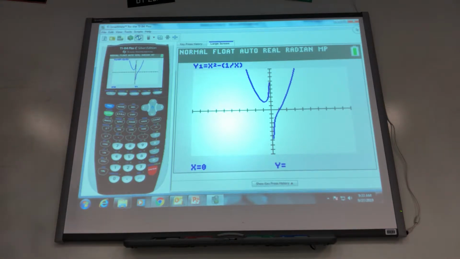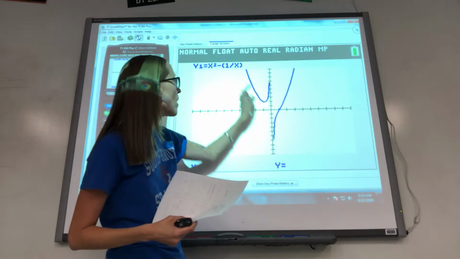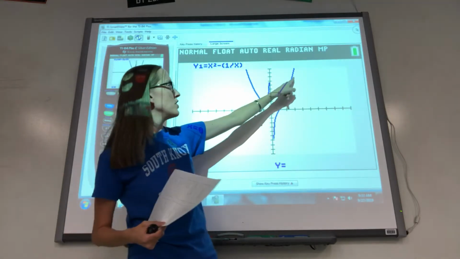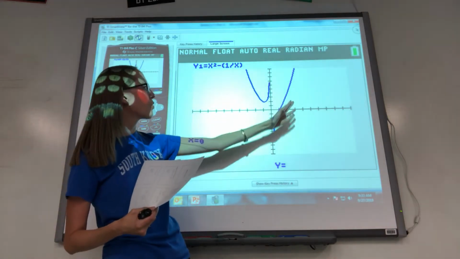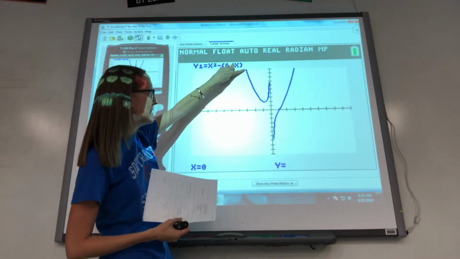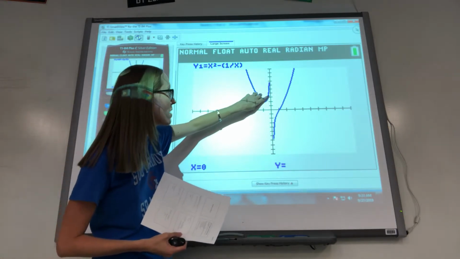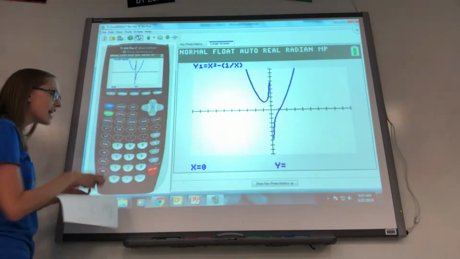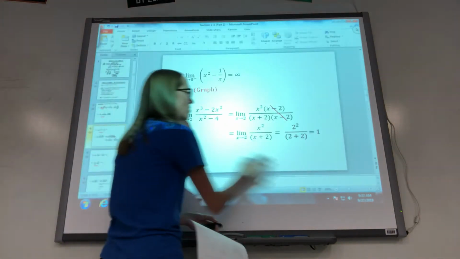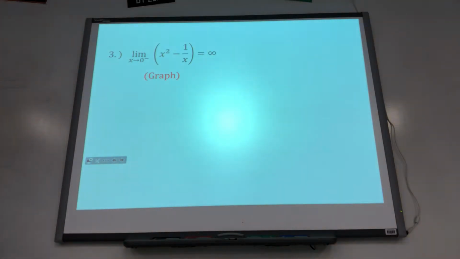Now, what are we doing? We are coming in towards 0 from the left. So you don't have to use that part of the graph, because that part is to the right of 0. This is coming in from the left. So what would you say our limit is? Yeah, since it goes up without bound, that is positive infinity.